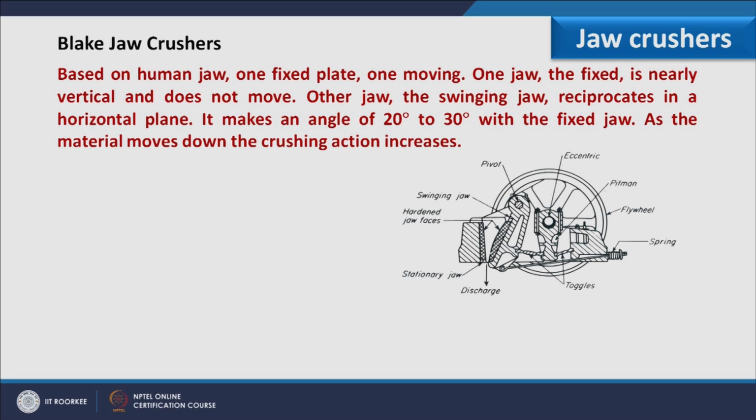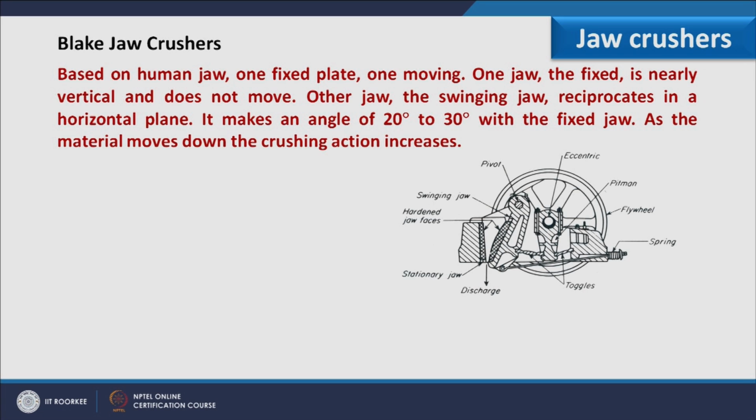Let us start with the jaw crushers. First of all, we have the Blake jaw crusher. What is the structure of it? It basically works like the human jaw. So, based on the human jaw, one fixed plate and one moving plate we are using as jaw. If you see this schematic, this section we call the stationary jaw, which is fixed at its position, and this section is the swinging jaw, which moves forward as well as backward to crush the material.